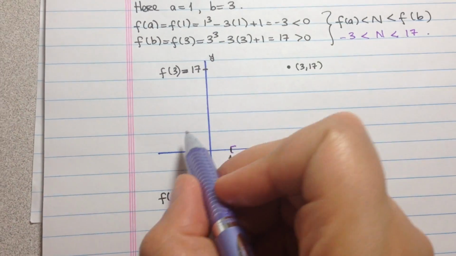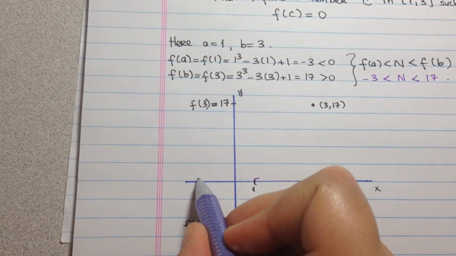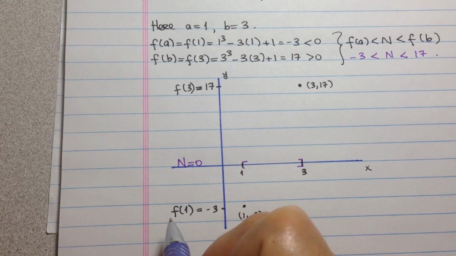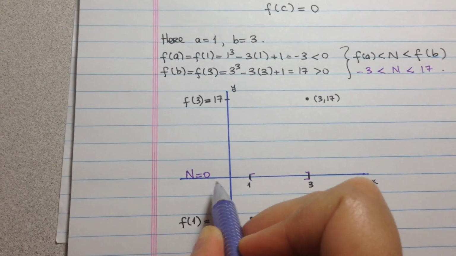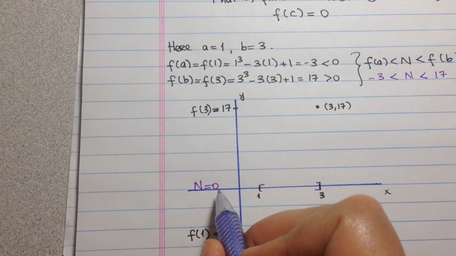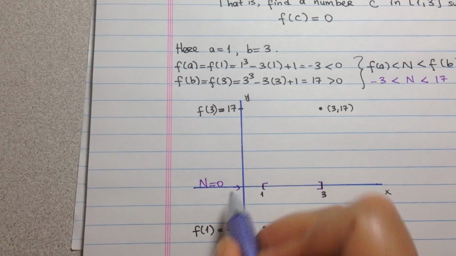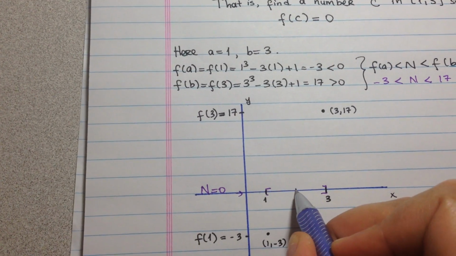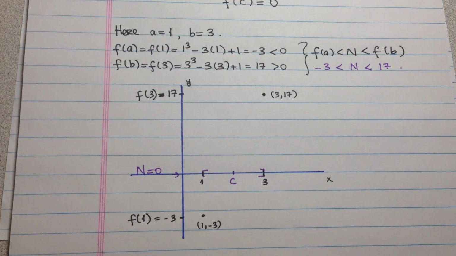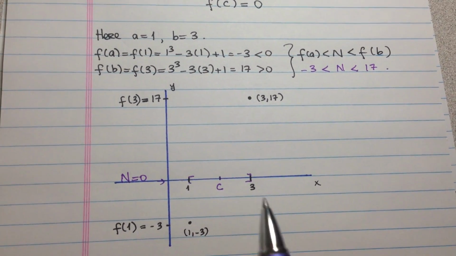So can I choose my n to be 0? Can we pick n equals 0 here? Yes, because 0 is in between. So if we do this, if n equals 0, if you choose it to be the origin, then we know that there exists this c in between such that f(c) equals n, which is 0.